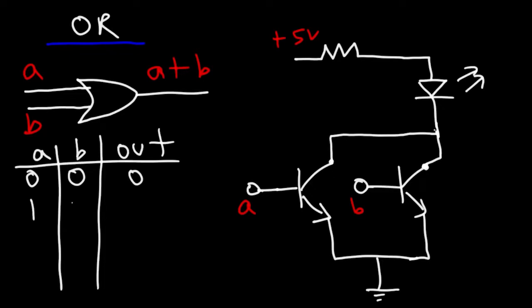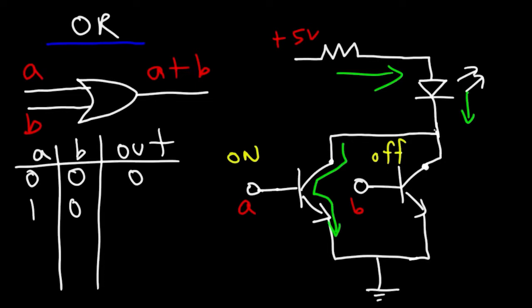Now what about if the first transistor is on, but the second one is off? What's going to happen? Current can flow through the resistor, through the LED, and through the transistor that is on. So therefore, there's a path from the positive voltage source to the ground. So the LED will be on. So let's put a 1.